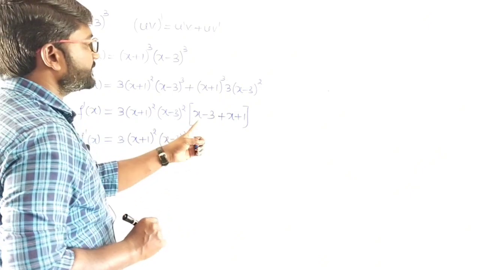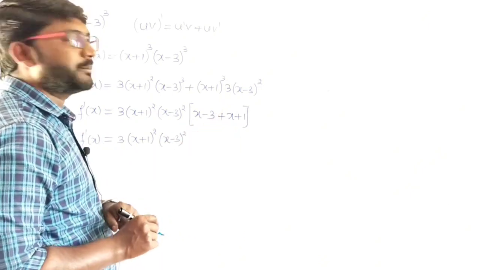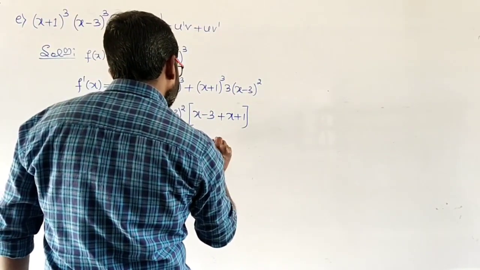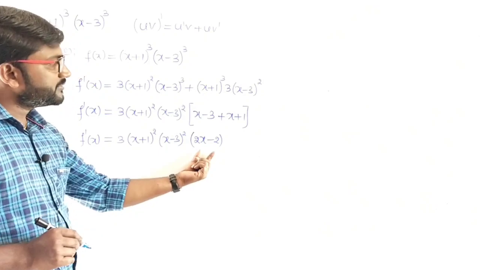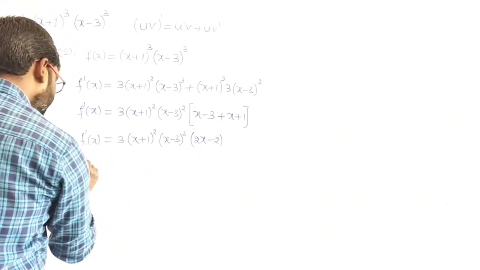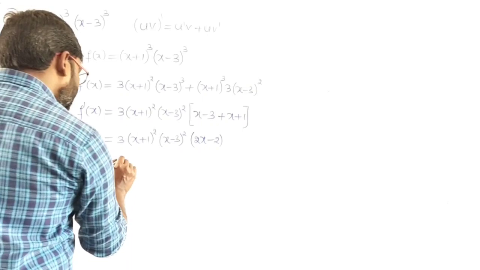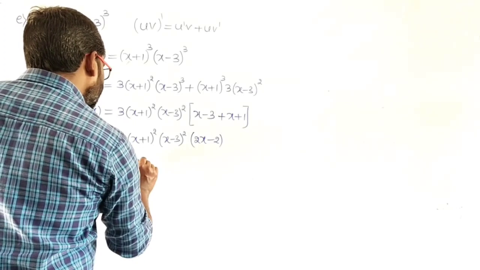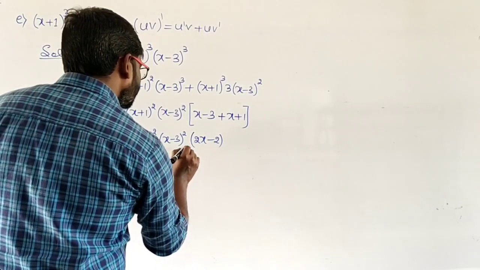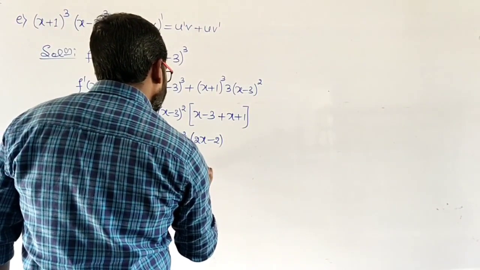Here x plus x will be 2x, and then minus 3 plus 1 it is minus 2. You get 2x minus 2. Again in these two terms we can take 2 common, and that 2 will be multiplied with 3, we get 6. So f dash of x is equal to 6 into (x plus 1) the whole square into (x minus 3) the whole square into (x minus 1).